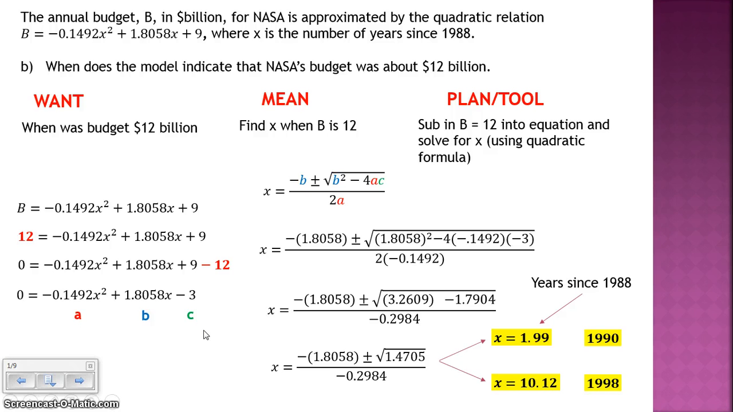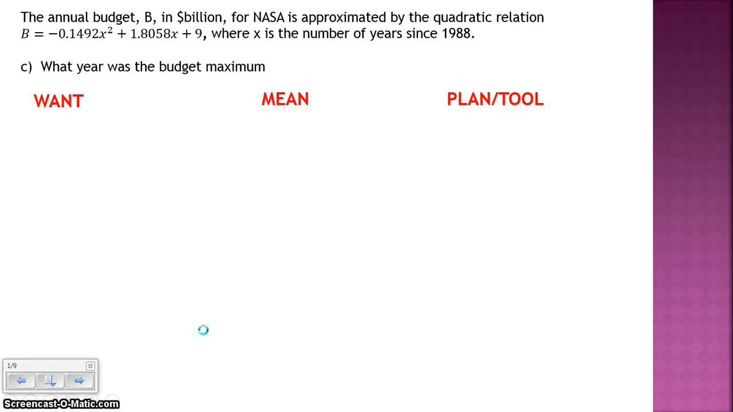Alright, moving forward. Let's answer the last part. Part C. What year was the budget maximum? Okay, so again, let's break this question down. What do we want? We want maximum budget. Okay, what does that mean within the context of a parabola or a quadratic relation? Maximum equals vertex. Okay, so we're going to be looking for the vertex in this case.